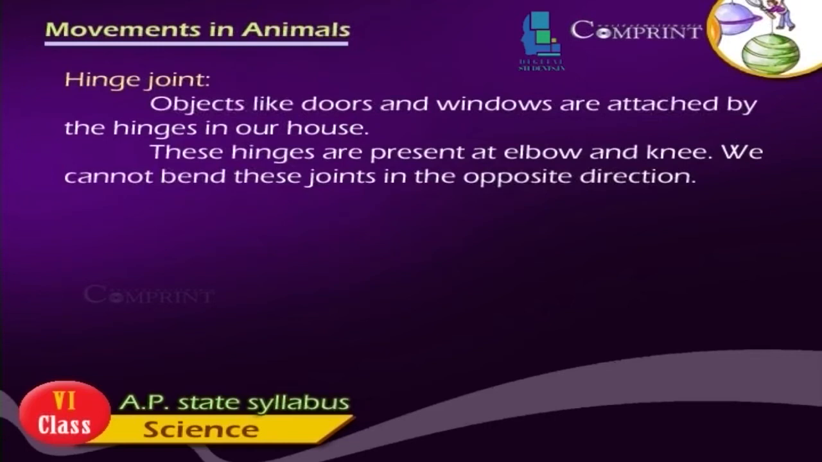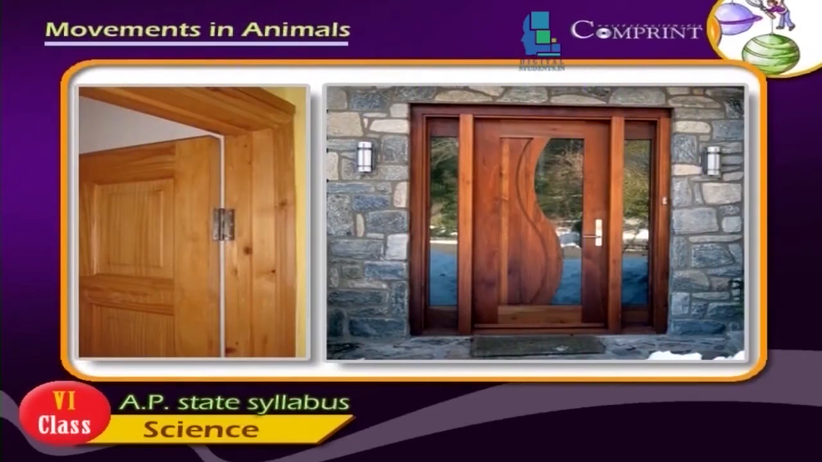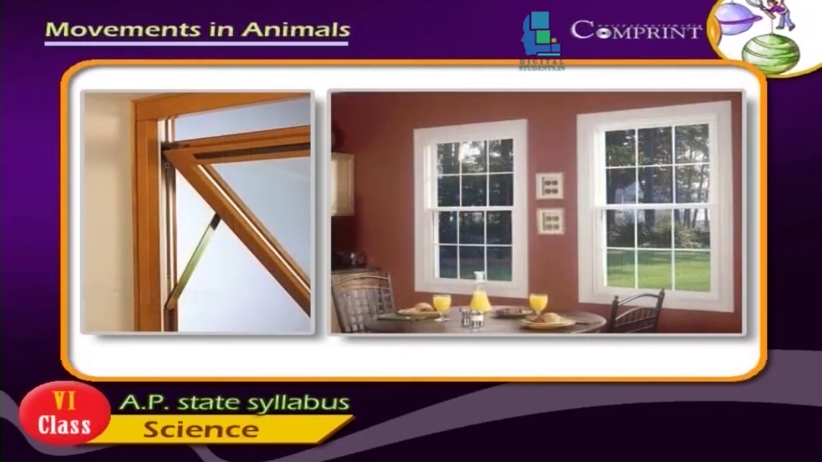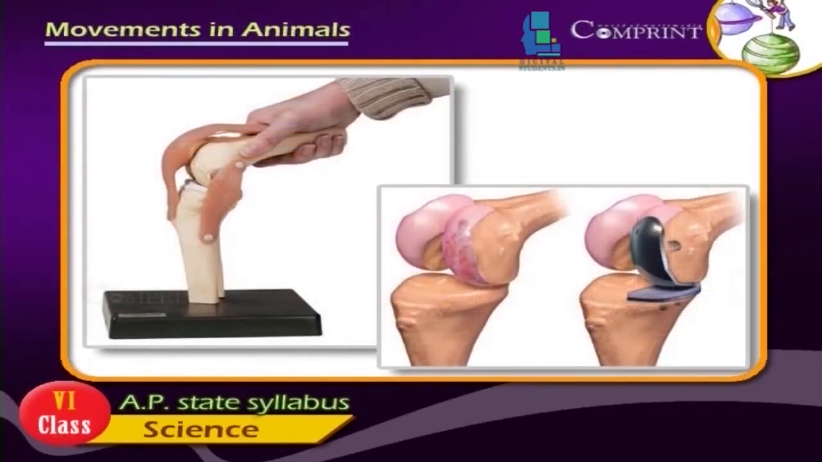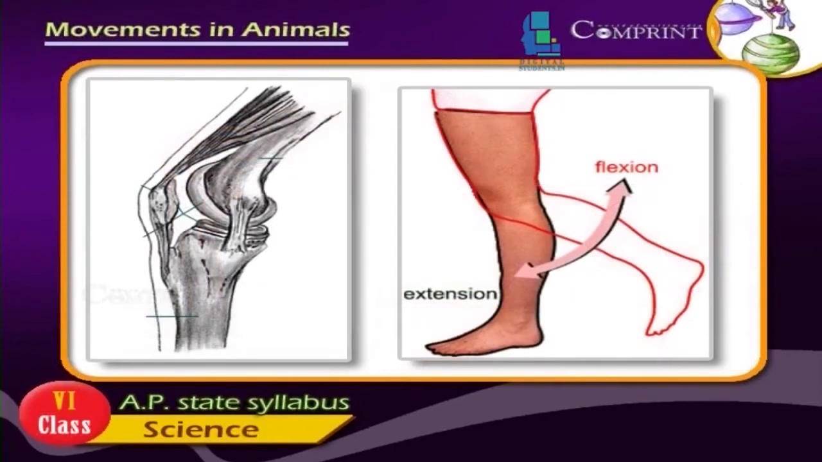Hinge joint. Objects like doors and windows are attached by hinges in our houses. These hinges are present at the elbow and knee. We cannot bend these joints in the opposite direction.